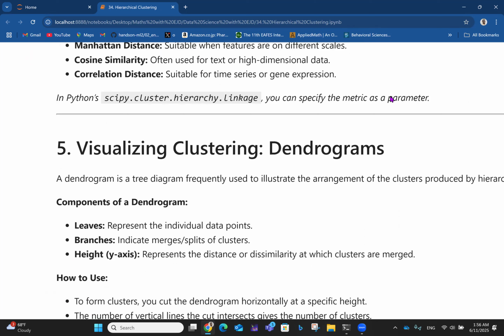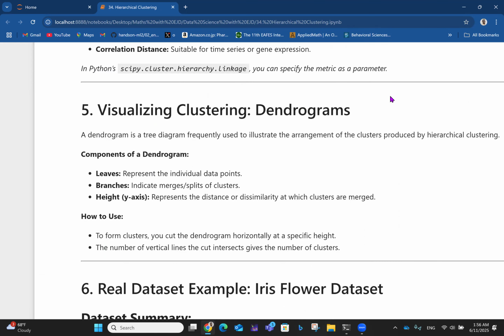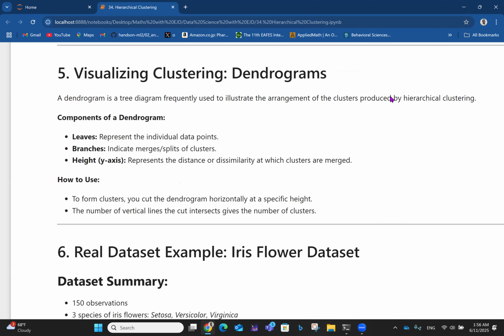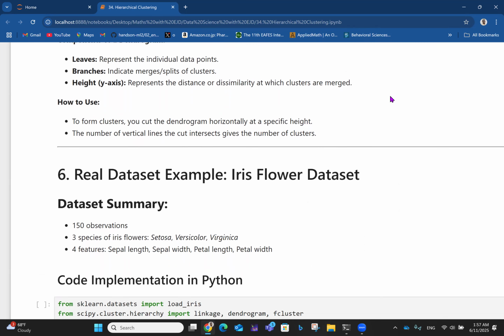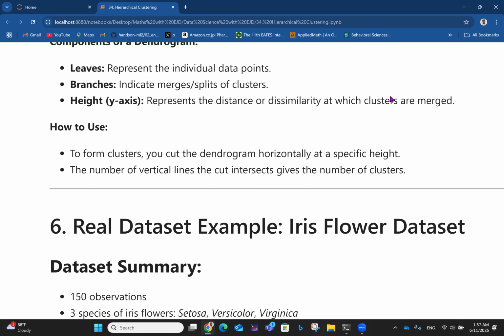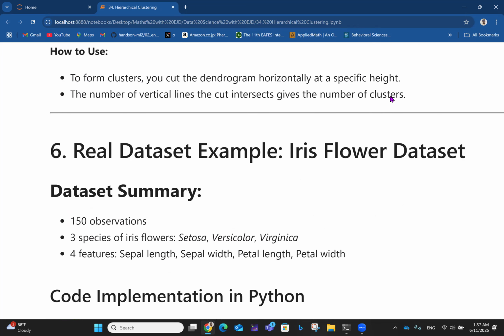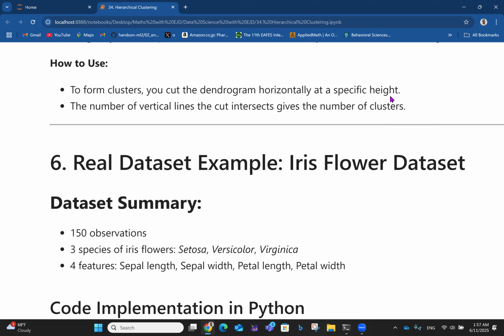Now let's talk about visualizing clustering. We've been talking about dendrograms. A dendrogram is a tree diagram frequently used to illustrate the arrangement of the clusters produced by hierarchical clustering. As for the components of a dendrogram, you have the leaves, which represent the individual data points. Then you have the branches, which indicate merges or splits of clusters. Then you have the height, which is the y-axis, and that represents the distance or dissimilarity at which clusters are merged. And how to use this? To form clusters, you cut the dendrogram horizontally at a specific height. The number of vertical lines the cut intersects gives the number of clusters.